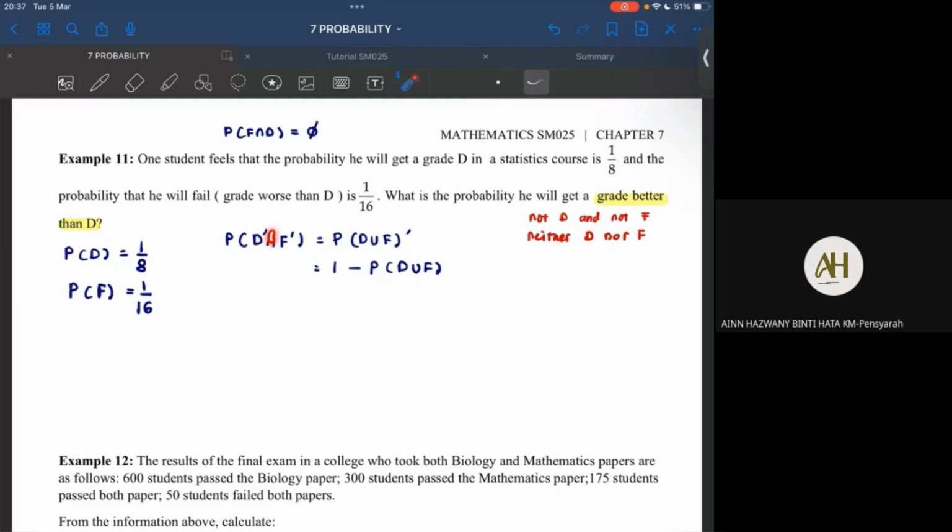Okay, so please fahamkan konsep dekat sini. Okay, esok kelas kita akan tanya balik. So kita ada P D union F. Kita nak cari P D union F. Tapi ingat, kalau nak cari union mesti kena guna formula. Tapi we know that this is a mutually exclusive event. So kita tinggal tulis P D plus P F sahajalah. Which is supposedly ada P D intersect F dekat sini. Tapi kita tahu ini ialah mutually exclusive event. Yang ini tidak perlu.